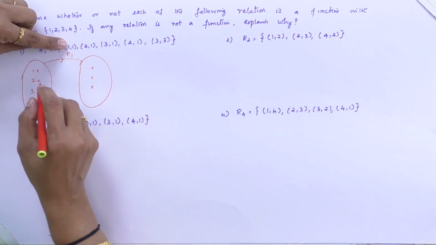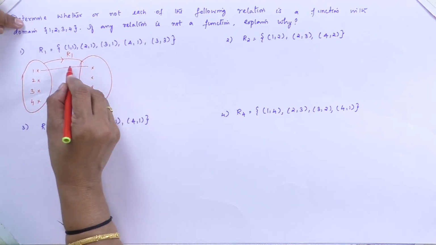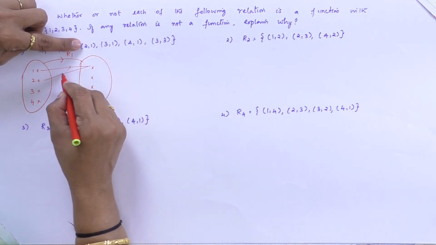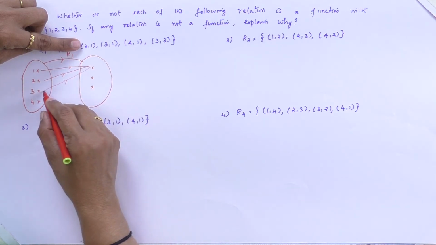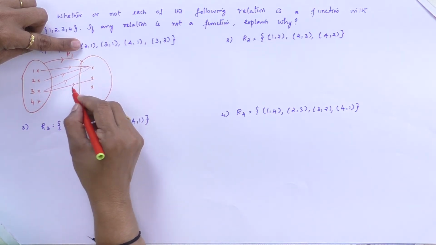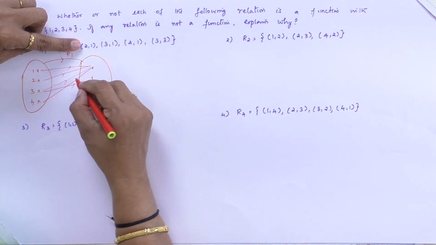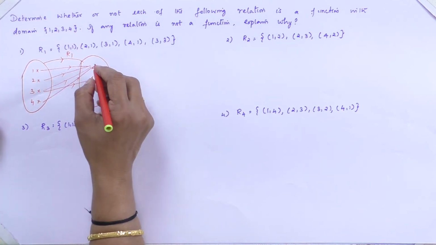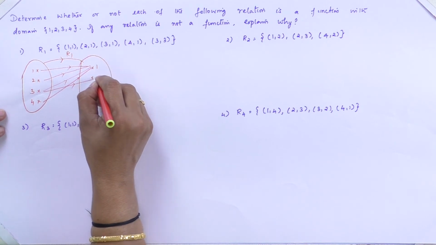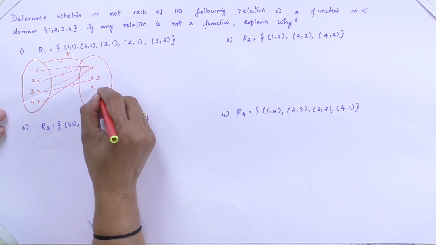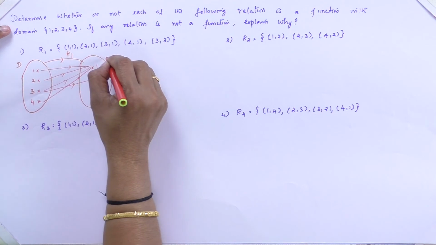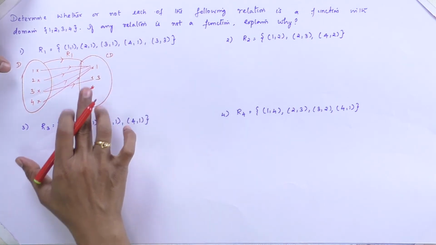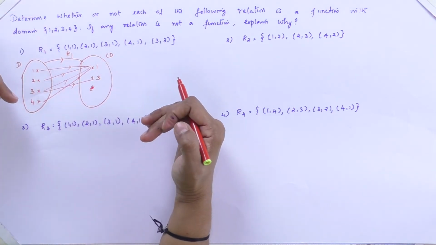So 1 is mapped onto 1, 2 is mapped onto 1, 3 is mapped onto 1, 3 is mapped onto 3, 4 is mapped onto 1. So this is my domain and this is my codomain. Is this R1 a function? You will have to tell me.